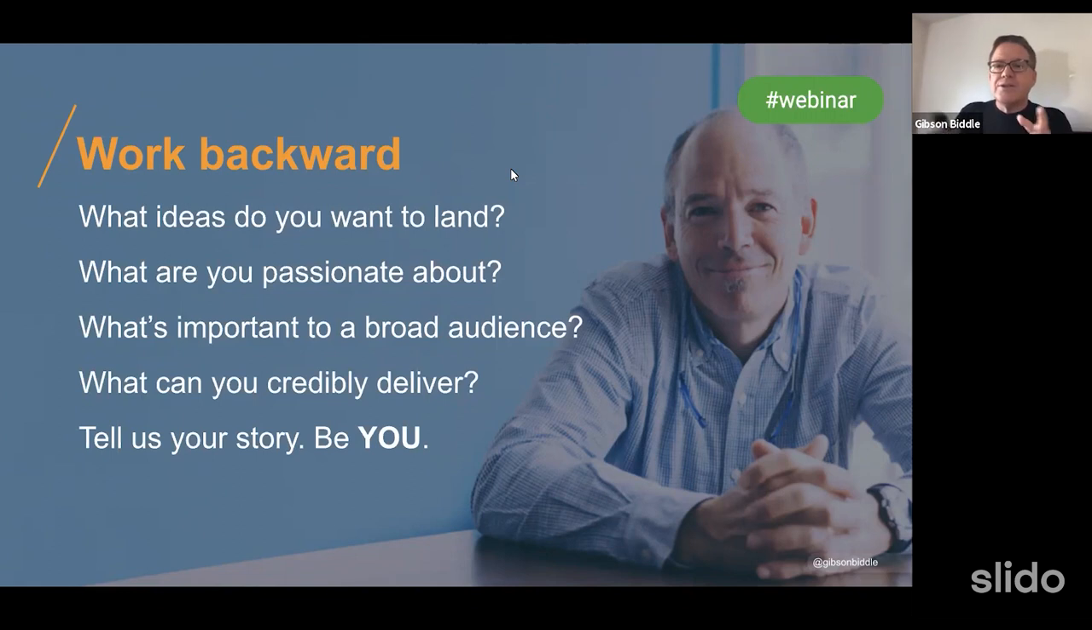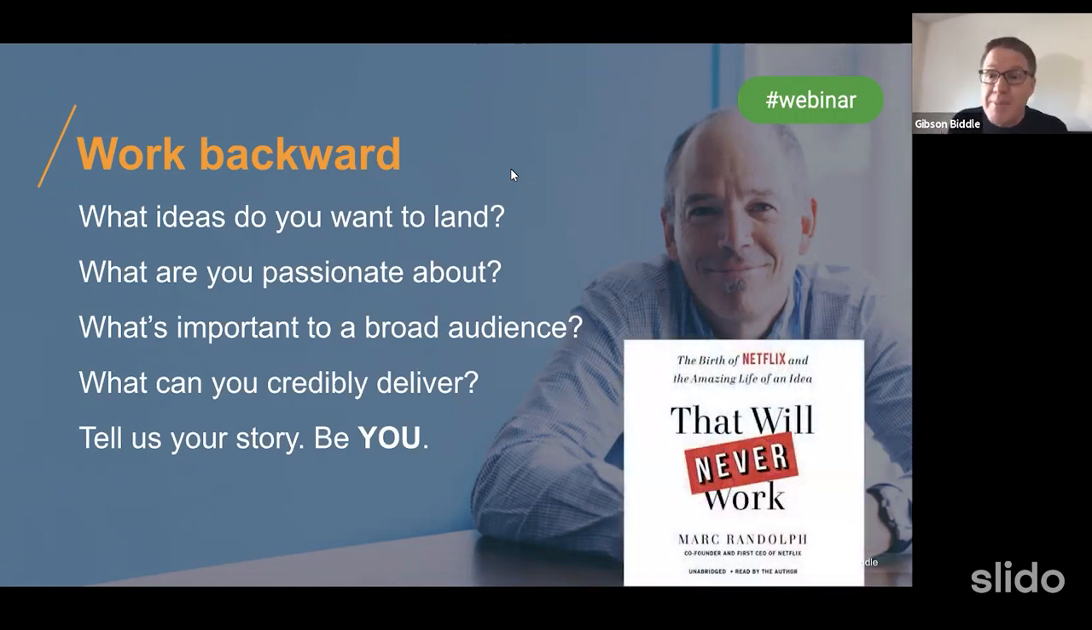So the dude here, this is Marc Randolph. He was a co-founder of Netflix. He just released a book this year. And he was at Netflix. He was the startup CEO. He was there about 5 years. And this book, it just tells his story, his journey, the good and the bad. And it's called That Will Never Work.